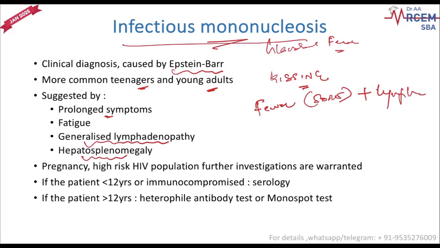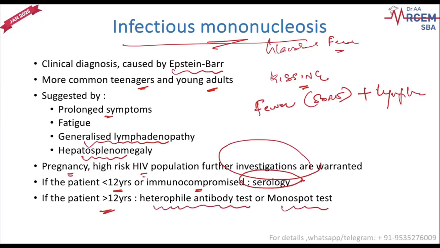Some people who are at high risk, especially pregnancy or HIV population, should be investigated. In the less than 12 years age group or someone who is immunocompromised, because he's taking chemotherapy or for any reason, serology is preferred. In any other age group, that means more than 12 years, the preferred test is the monospot test, also known as Paul Bunnell's test, also known as heterophile antibody test. They all mean one and the same.